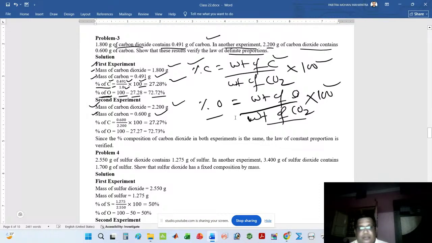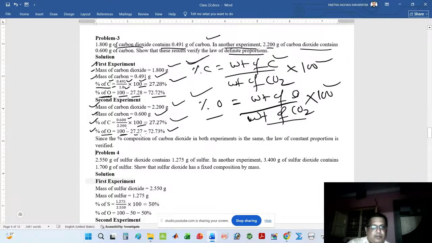If you think about the second experiment, apply the same formula, percentage of carbon and percentage of oxygen formula. Here we can say that percent of carbon is equal to 0.6 divided by 2.2 into 100. If you will solve, that will equal 27.27. Similarly, percentage of oxygen is equal to 100 minus percentage of carbon, that is 27.27. So percentage of oxygen is equal to 100 minus 27.27. If you will solve, that is 72.73. Look at that.